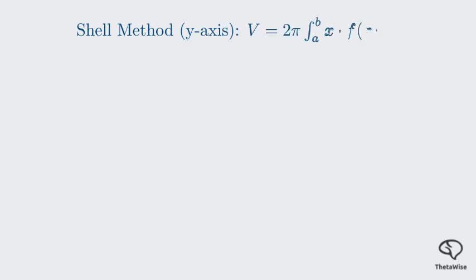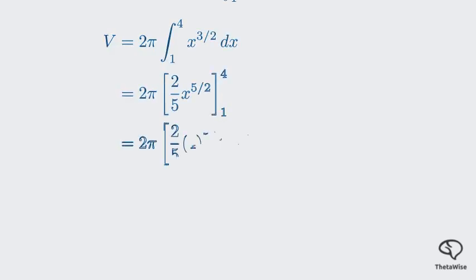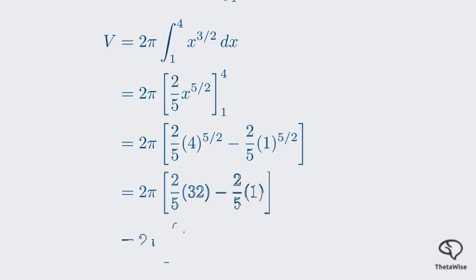The formula for the shell method rotated about the y-axis is V equals 2 pi times the integral from a to b of x times f of x dx. In our case, a is 1, b is 4, and f of x is the square root of x. This simplifies to 2 pi times the integral from 1 to 4 of x to the 3 over 2, dx. The integral is 2 over 5 times x to the 5 over 2.